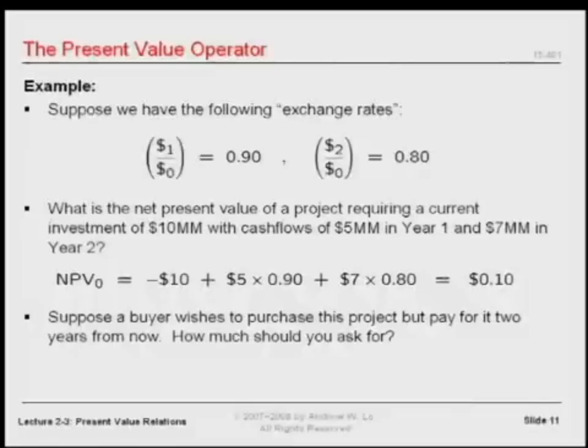It's 90 cents to the dollar and 80 cents to the dollar. Notice that the farther you go into the future, the more of a discount these exchange rates require. That's also human nature, having to do with impatience and possibly inflation and other kinds of phenomena. But again, I'm not going to tell you how we got those numbers. I got them from the marketplace, okay?